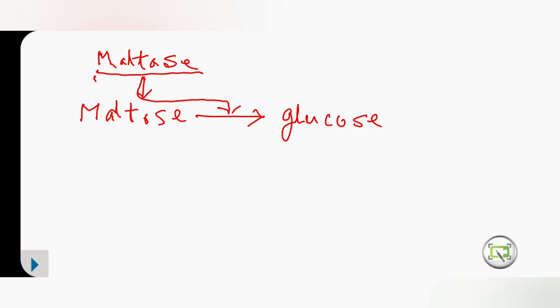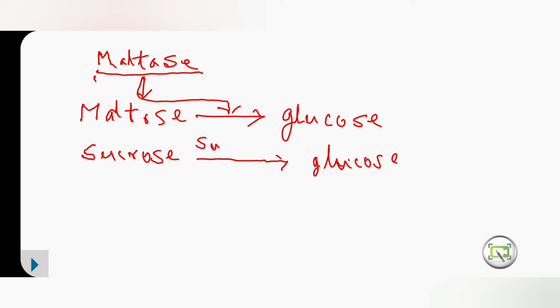Similarly, which sugar is called cane sugar? Sucrose. That sucrose is converted into glucose by the action of an enzyme called sucrase. Sucrase converts sucrose into glucose. Thus, ases are the enzymes, whereas the oses are the sugars.